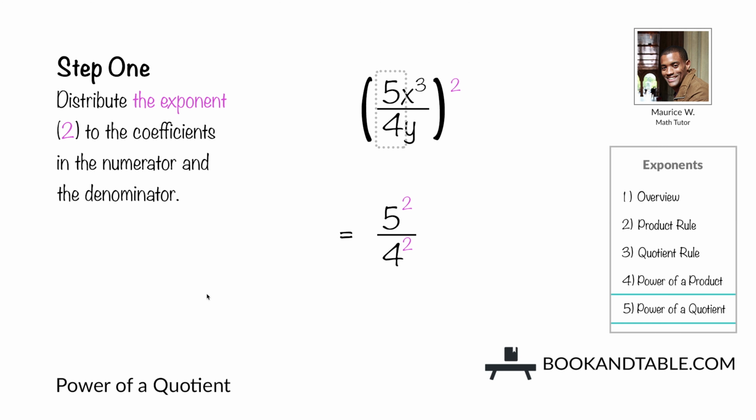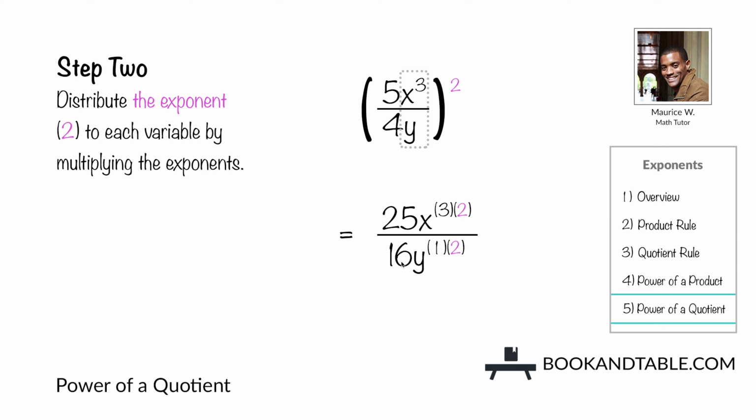Let's say we had an example with coefficients. Step 1, distribute the exponent on the outside 2 to the coefficients in the numerator and the denominator. So in this example, we have 5x cubed divided by 4y, and we square the entire thing. So step 1, distribute this exponent to the 5 in the numerator and the 4 in the denominator. 5 squared is 25. 4 squared is 16.